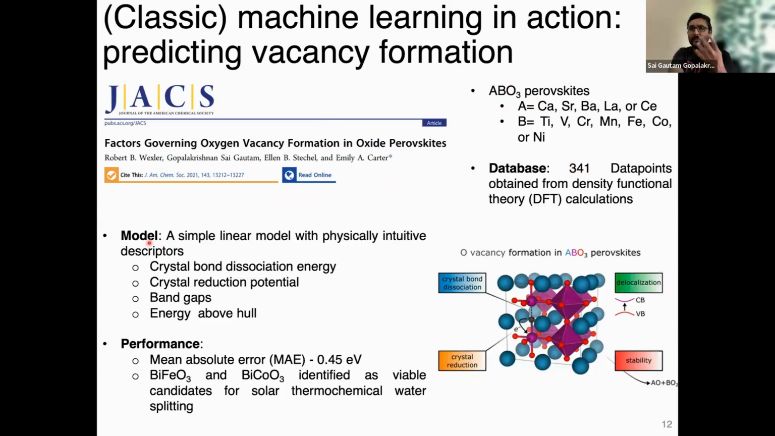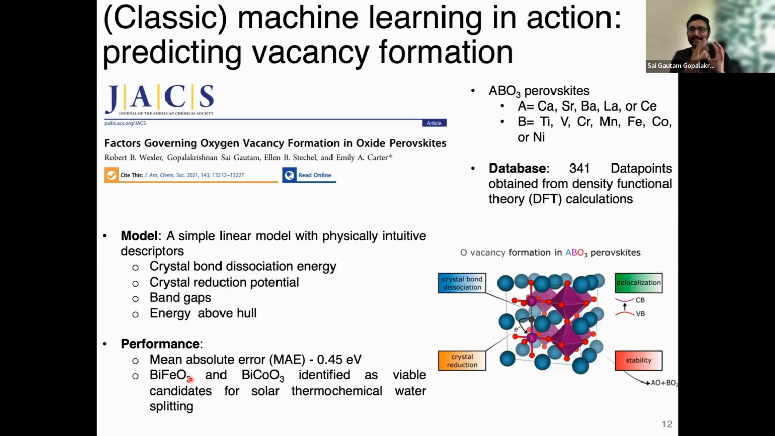So we generated a linear model with physically intuitive parameters. Think about bond dissociation. When you form a vacancy, you are breaking bonds, so bond dissociation plays a role. When you break a bond, you also leave behind electrons or holes within the host material, so the reduction potential also becomes important. How easy is it for the electrons and holes to delocalize within your material? So band gaps become important, and how stable the underlying material is, so energy above the hull becomes important. The model had some performance, and we identified some new candidates for water splitting.